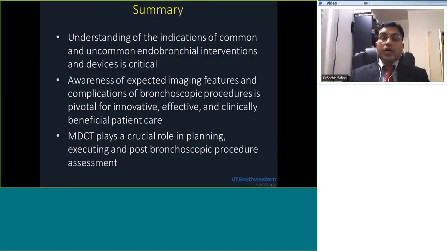In the last 30 minutes, we touched on the indications of common and uncommon endobronchial interventions and various devices that are being used these days. We should be aware of the important imaging findings related to these procedures to provide the best patient care. And CT is finding an increasing role in planning and post-procedure assessment of these patients.